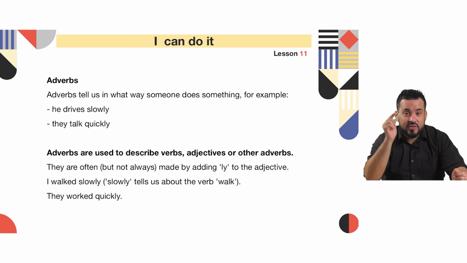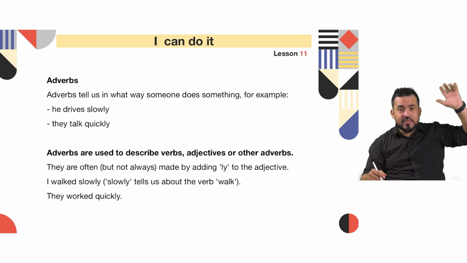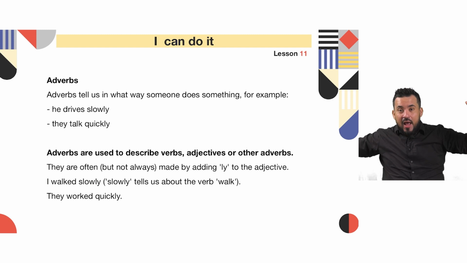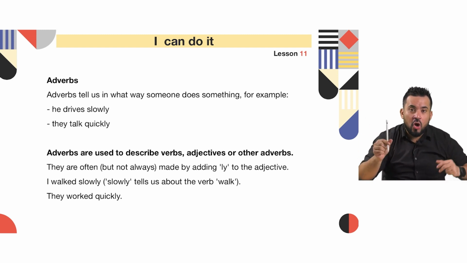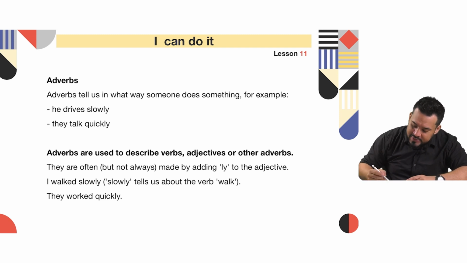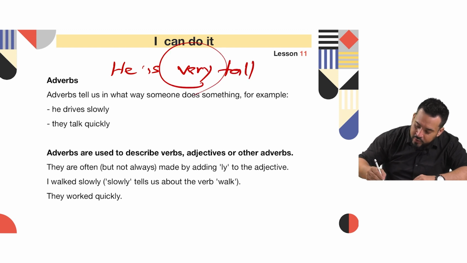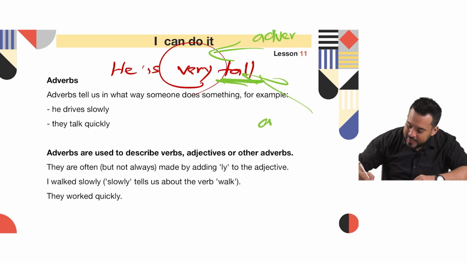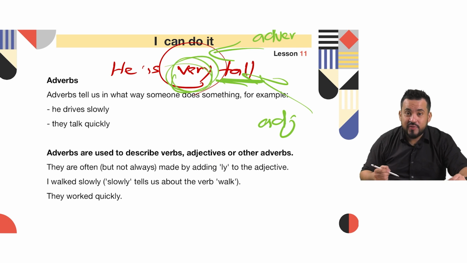If we're describing a noun, then it's an adjective. If we're describing a verb, then it's an adverb. If we're describing another adjective, like for example, he is tall, we know that tall is an adjective because it describes he, which is a pronoun, which is a noun. But if I say he is very tall, that means very is an adverb. Why? Because it is describing the adjective, which is tall. So very here is an adverb, because it describes tall, and tall is an adjective. And we know that adverbs describe adjectives. So very is not an adjective, but an adverb.